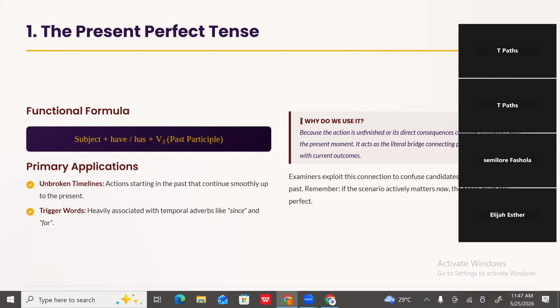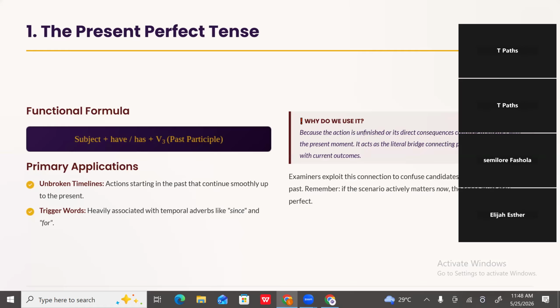So, you should know the V3 is what? Whenever you are saying V3 in all these lessons, it means the participle. There's nothing tricky or difficult for you there. So we talk about an action starting in the past that continues smoothly up to the present. For example, I have visited many sceneries in Lagos. So it's still reflecting now. I can still proudly say I've visited. You can still see the action now.